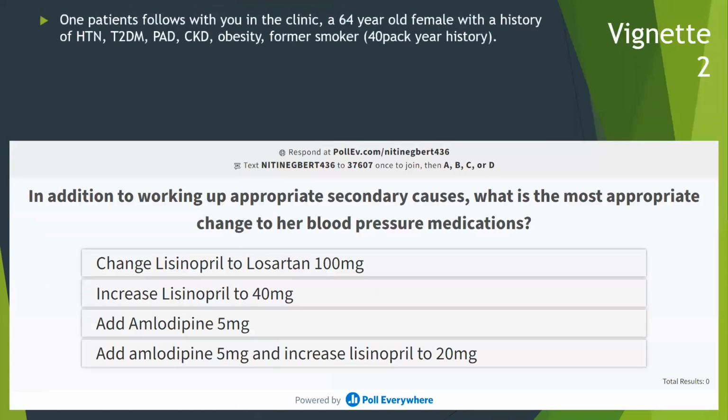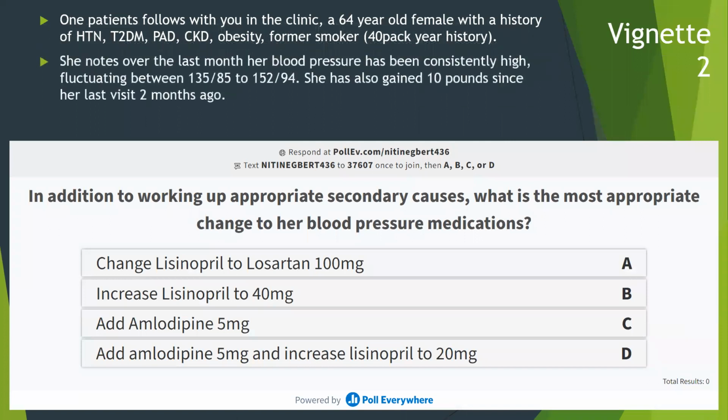Different patient. You have a patient that follows with you in the clinic, seeing you for follow-up, 64-year-old female with history of hypertension, type 2 diabetes, PAD, CKD, obesity, former smoker, who you get into a discussion with about her blood pressure. She notes that it's been consistently high, fluctuating between 135 over 85 and 152 over 94. She's also gained 10 pounds since her last visit 2 months ago. She's currently only on one antihypertensive, lisinopril, 10 milligrams daily. In addition to working up any secondary causes that might be appropriate here, what is the most appropriate change to her blood pressure medications?